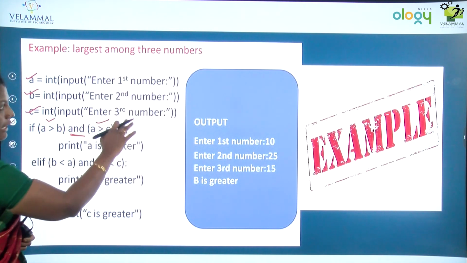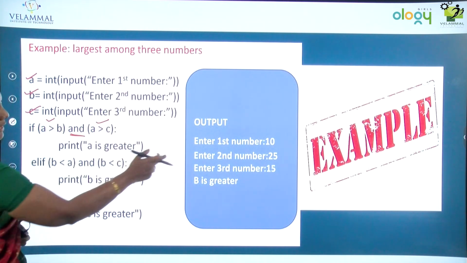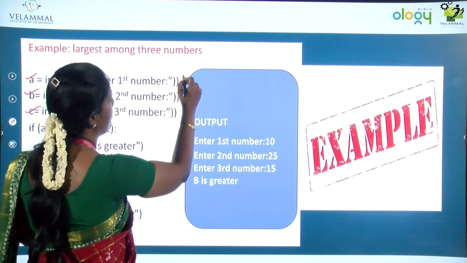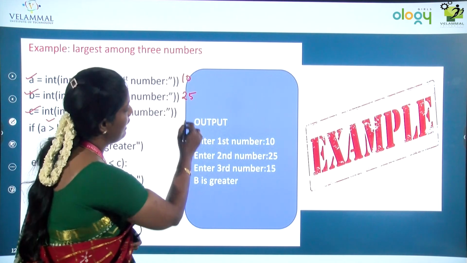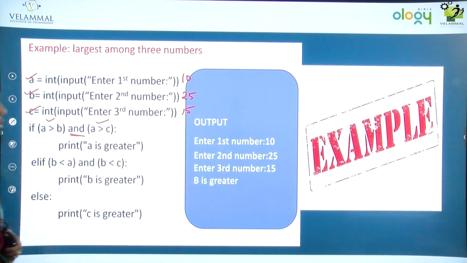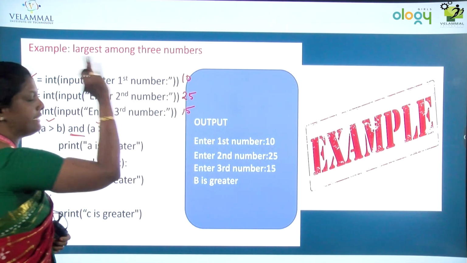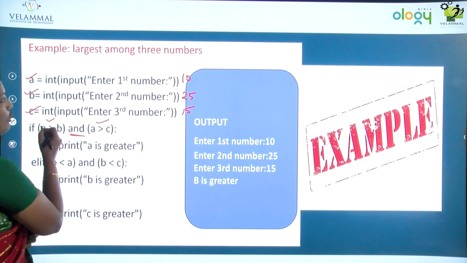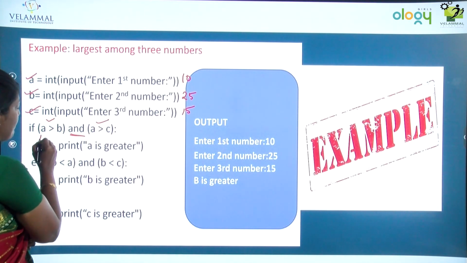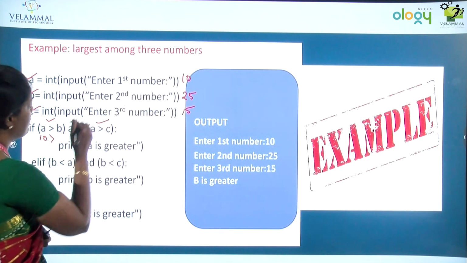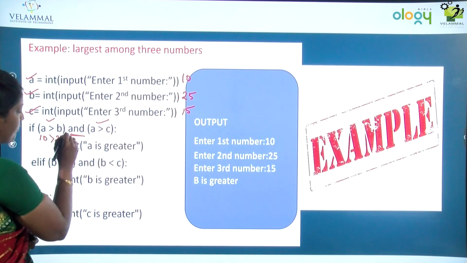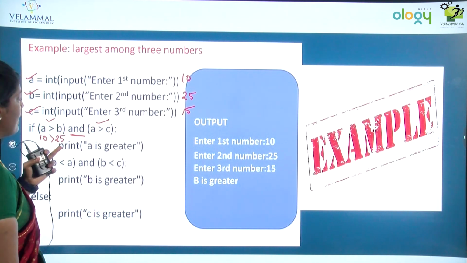If all the 3 values are entered, okay, for example, let's take the same example. My first value is 10, second value is 25, third value is 15. So this is A, B and C, right? So you're going to check whether A takes the value, what? 10. 10 is greater than the B value. What is the B value? 25. Okay, so the B value is 25.